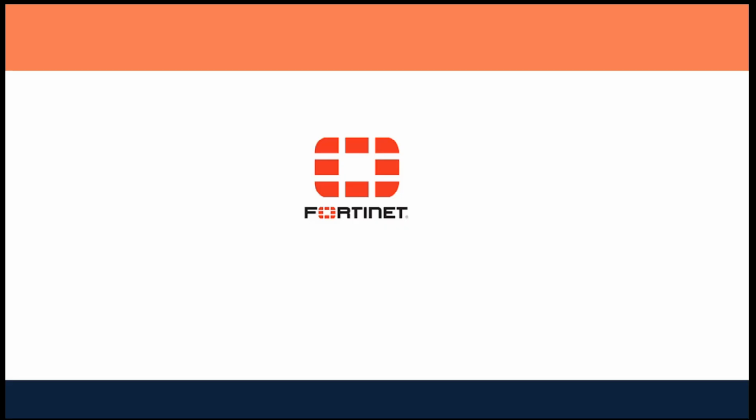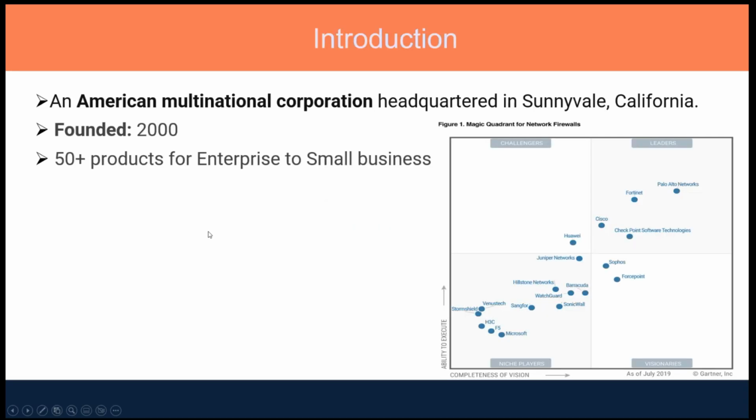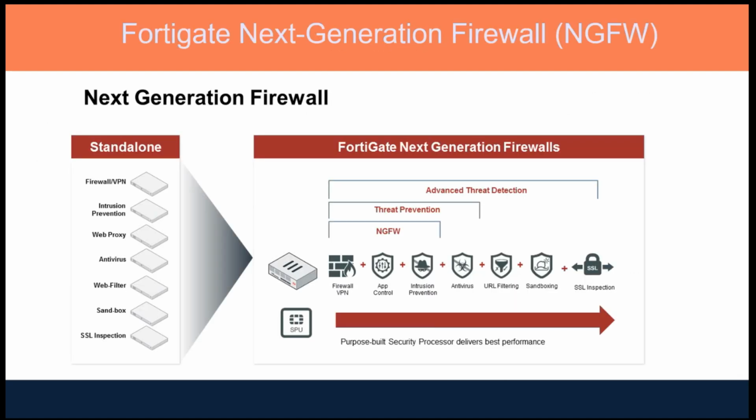So as you know, the FortiGate Firewall's vendor is Fortinet. They have a product called FortiGate, and FortiGate is basically a firewall which is used to protect the network. If I talk about what type of firewall this is, this is a next generation firewall, right? And here you can see these are the next generation firewall features.